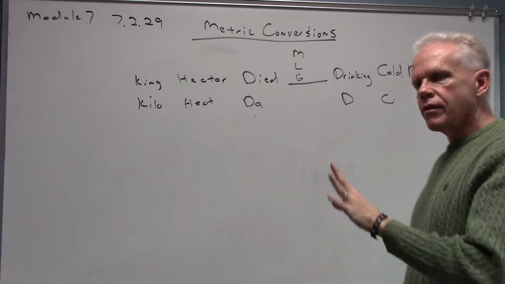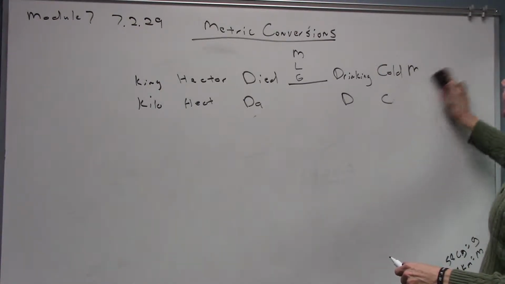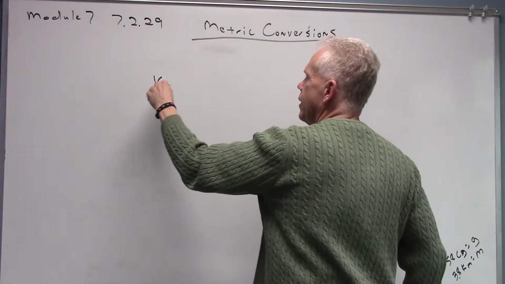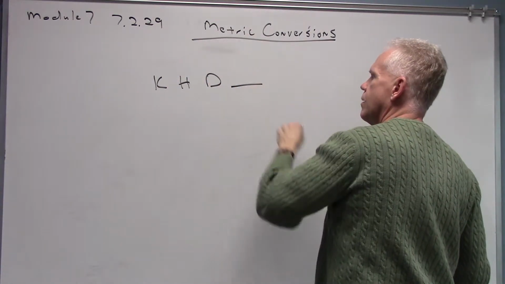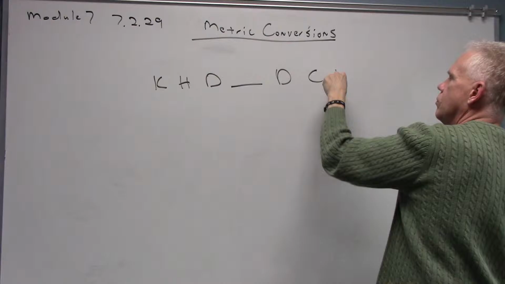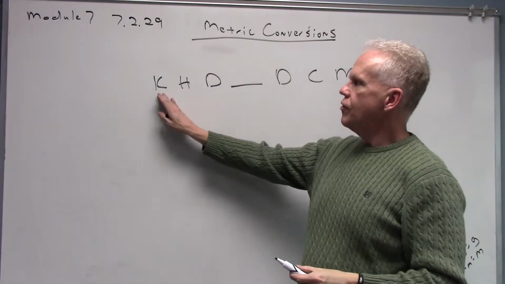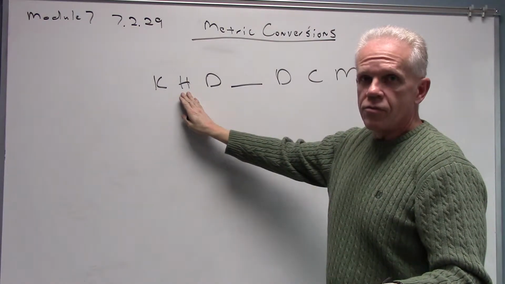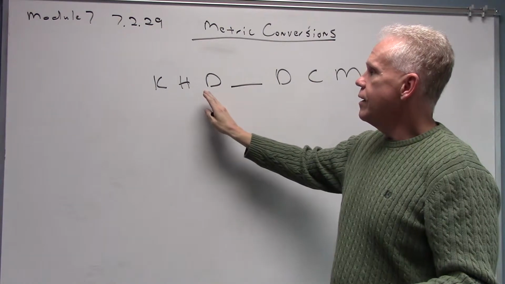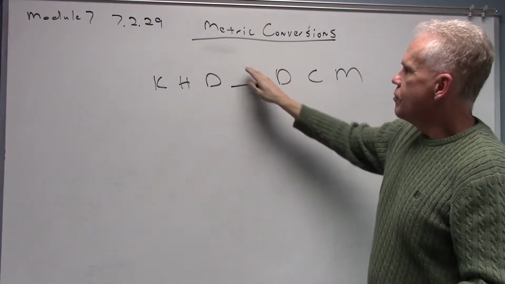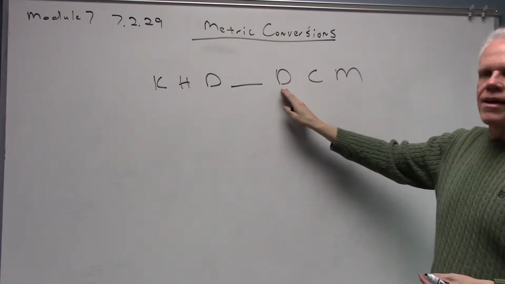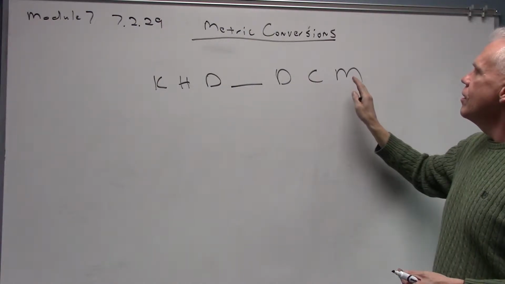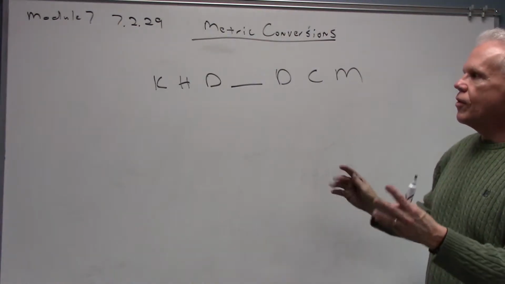And I won't even go through all that. When I want a chart, I'll just think to myself and put the letters up. King Hector died, moment of silence, drinking cold margaritas. And I've got a chart. I know that this stands for kilo, could be meters, liters, or grams. Hecto, liters, meters, or grams. Decagrams, decaliters, decameters. Meters, liters, and grams right here. Decimeters, deciliters, decigrams. Centimeters, centigrams, or centiliters. Millimeters, milliliters, or milligrams. All right there. So I've got a chart.